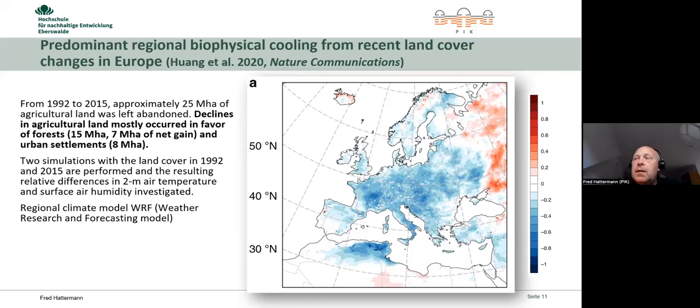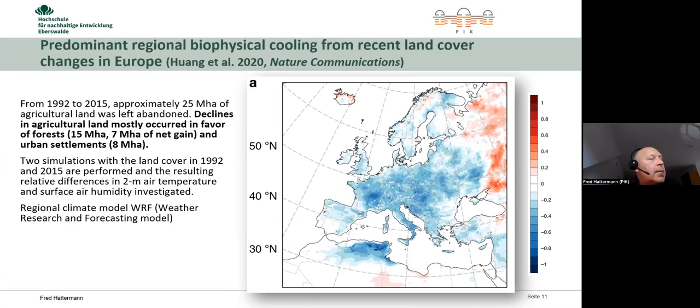Of course, over centuries, there has been a decrease of forests, mostly, not always, but it seems to be that over the last, say, 4 decades, there has been an increase of forests. And these are again observations, satellite data. There has been a decline in agricultural land, and this mostly occurred in favor of forests. So in the end, we have a net gain of 7 mega hectare of forests.